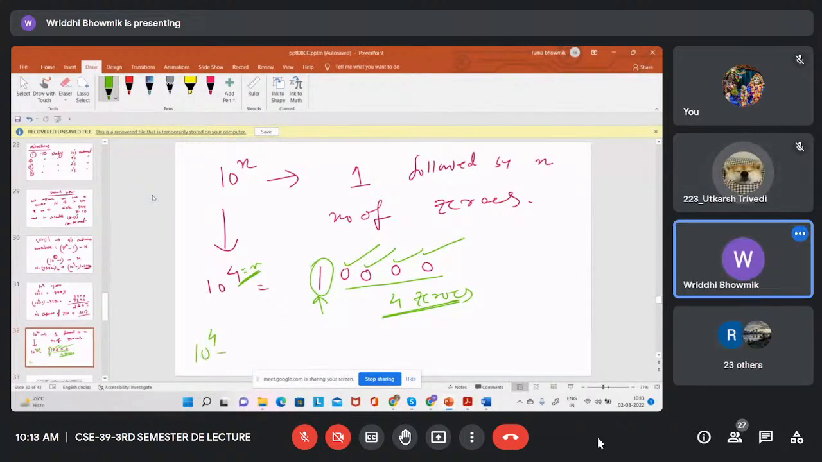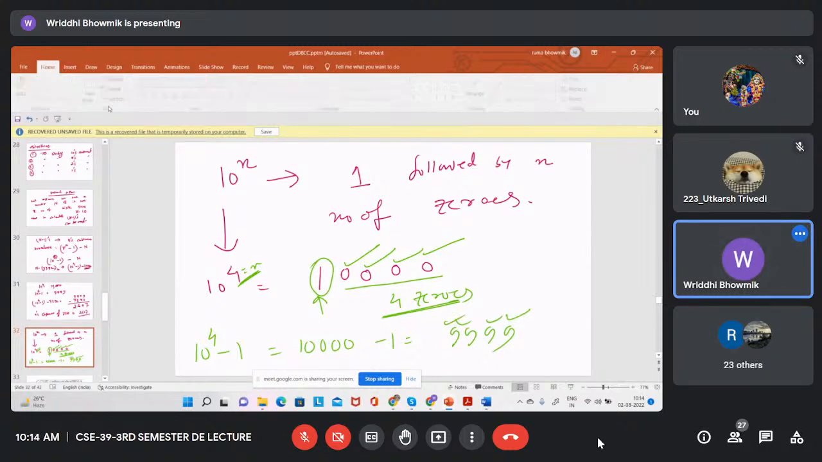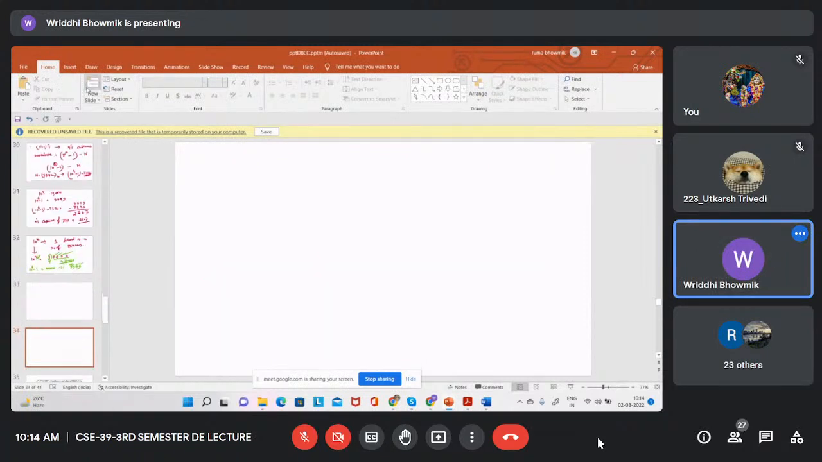Now 10 to the power 4 minus 1. So 10,000 minus 1 is 9999. How many 9's do you have? 4. 1, 2, 3, 4. So we can say that 10 to the power n minus 1 is actually n number of 9's.